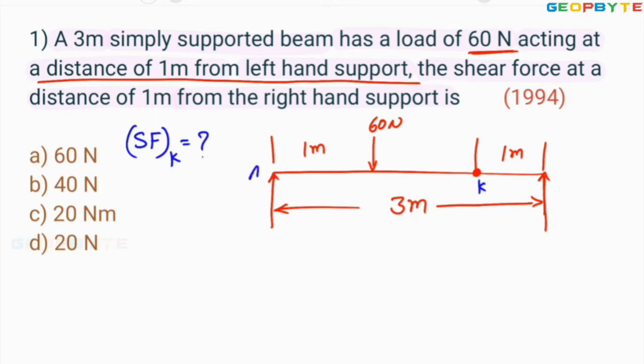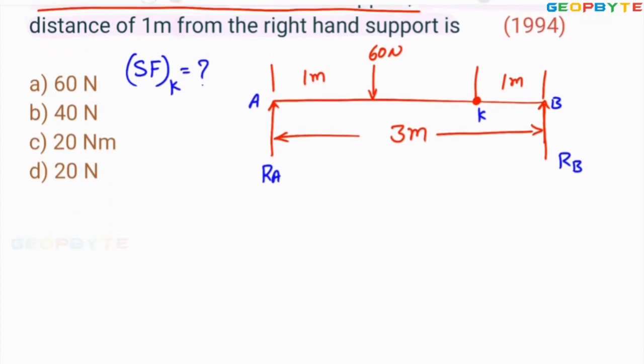Dear friends, let this be the support A, support B. Let RA be the reaction at A, RB be the reaction at B. First, let us find the RA, RB separately.